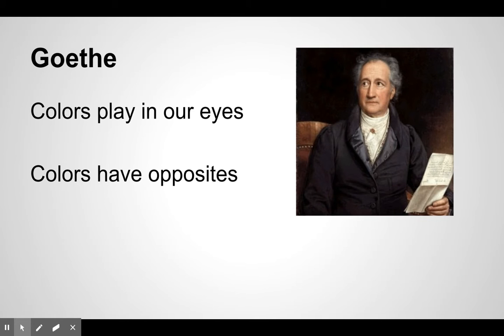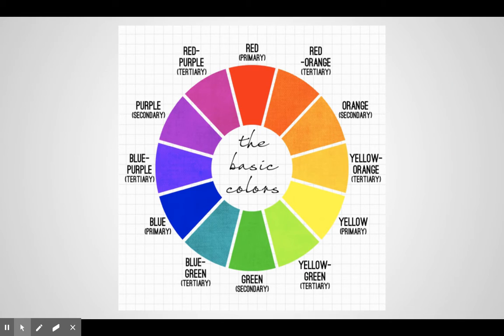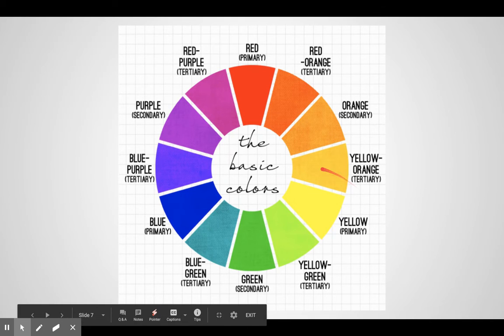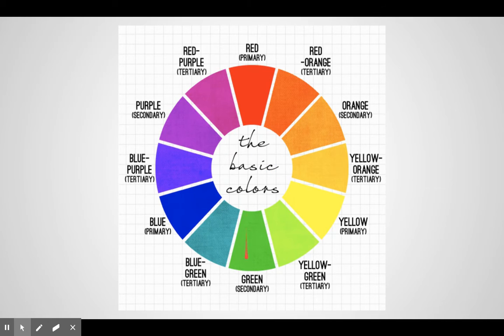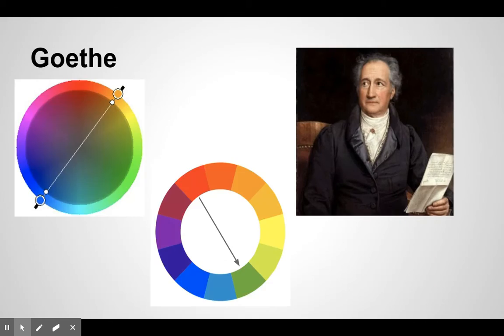We have Goethe, and he helped us realize that colors actually have opposites that play in our eyes. Just like you have opposites in life, like good and bad and love and hate and tan and pale and big and small, we have color opposites as well. And that's what the color wheel helps us realize. It helps us realize what colors are opposite each other just by looking across the color wheel. So red and green are opposite colors, okay? Blue and orange are opposite colors. Yellow and purple, okay? Red purple and yellow green are opposite colors. So they're super duper important.